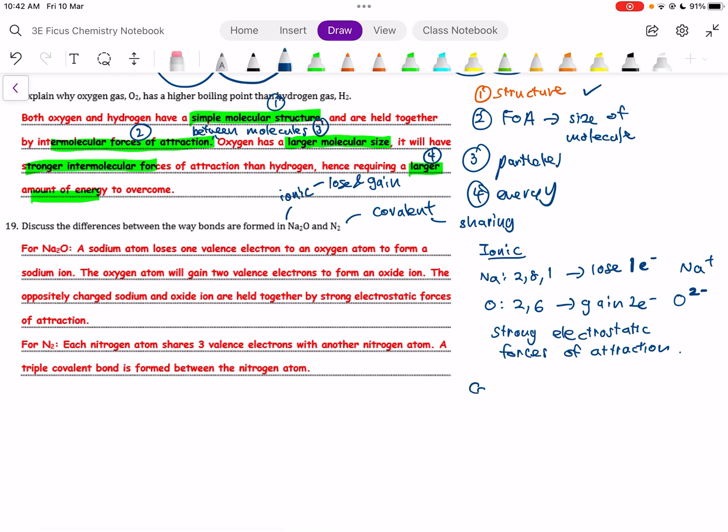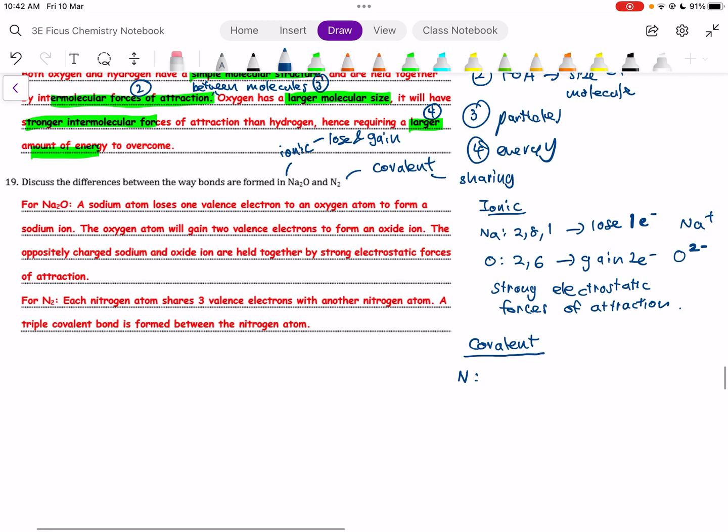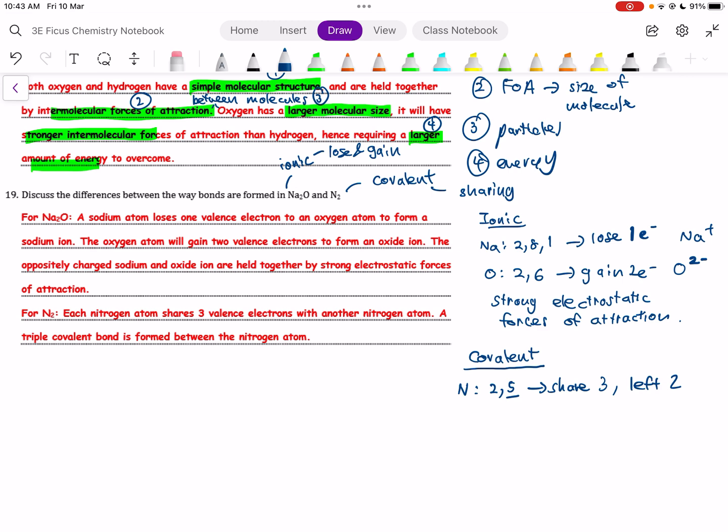Then for the covalent one, you have nitrogen 2, 5. So this one is obvious that you will share 3, then you're left with 2. You share 3, then left with 2, but I'll just talk about the 3. Then as a result, you have a triple covalent bond.